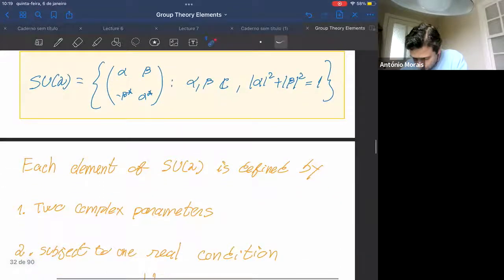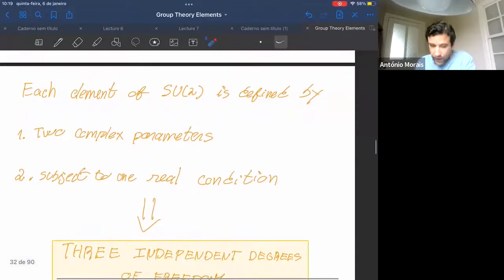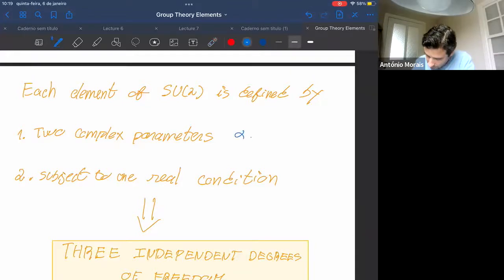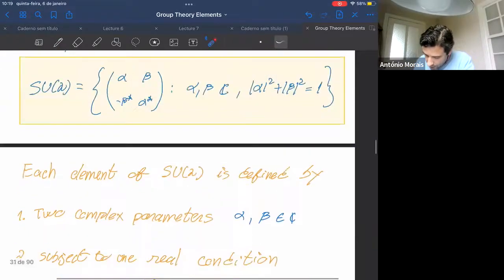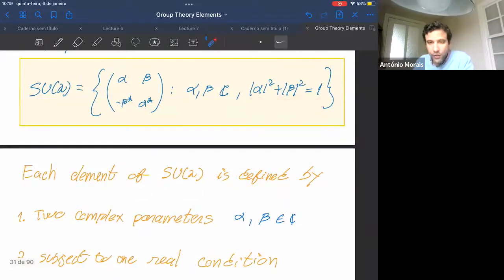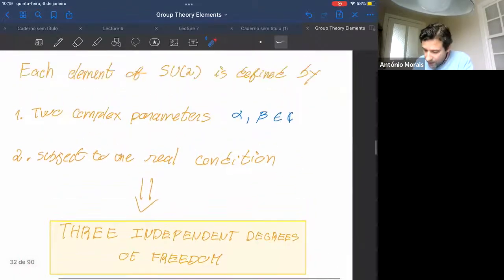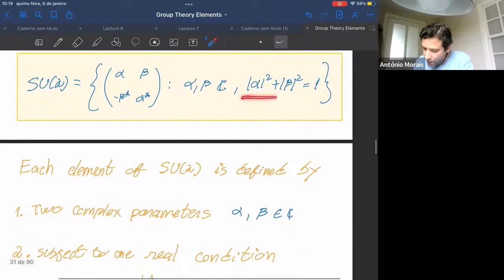Right, so each element of SU2 is defined by, and this is what we have observed, 2 complex parameters, alpha and beta, that belong to C. But then it's subject to one real condition, and this real condition is the condition of the determinant here. This real condition implies that you can eliminate one of the degrees of freedom here.